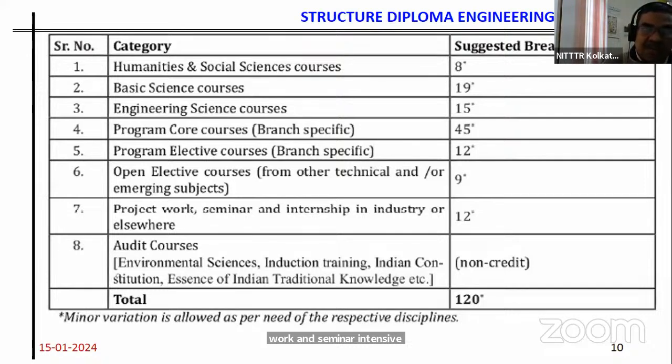Minor variation is always permitted as per the AICTE to accommodate the local condition. As a result, we have seen that many northeastern states have accommodated that AICTE model curriculum with minor modifications.